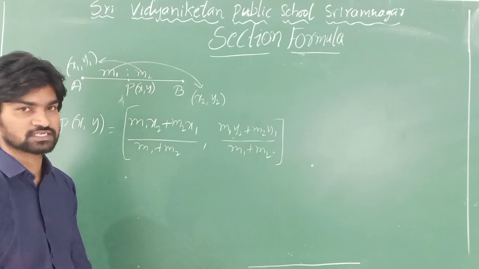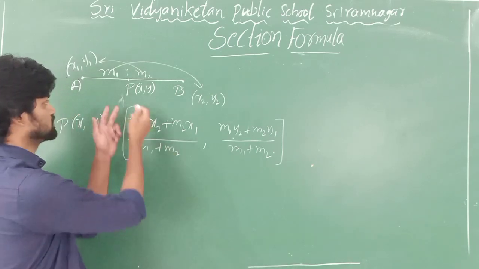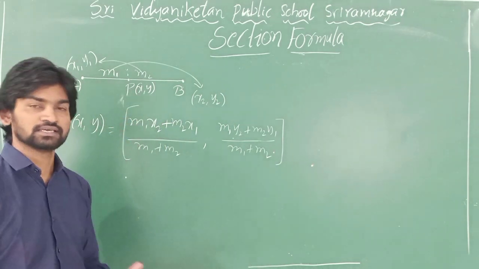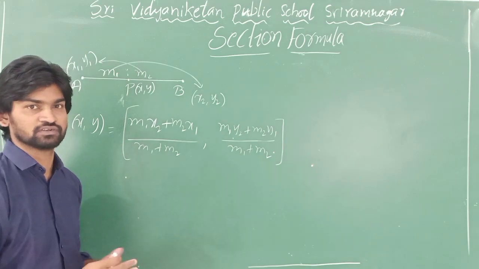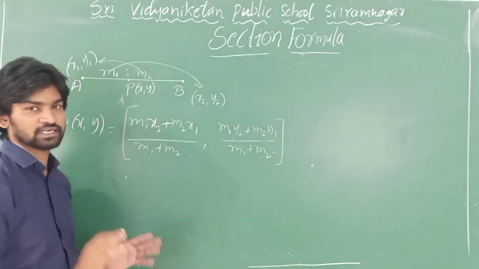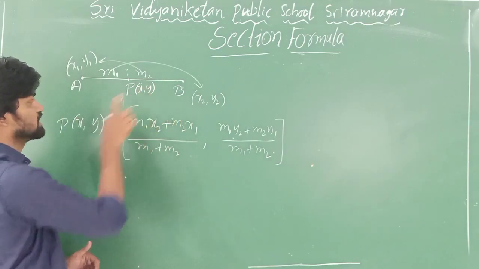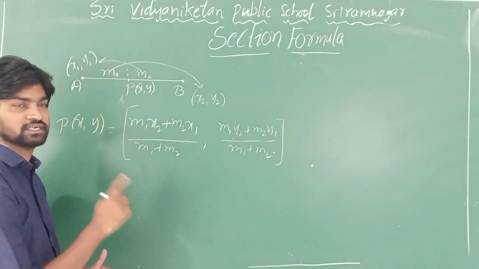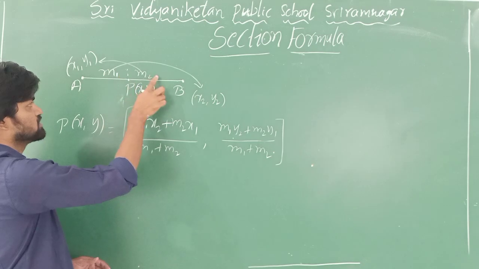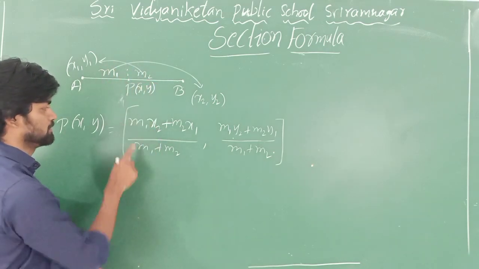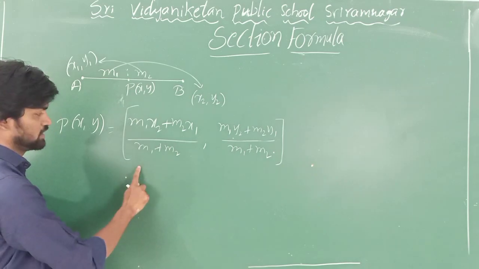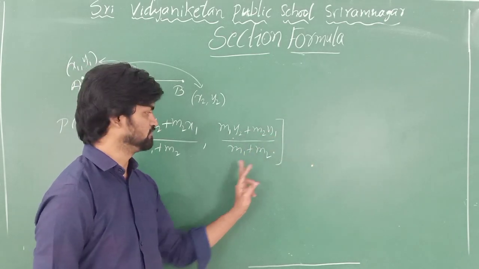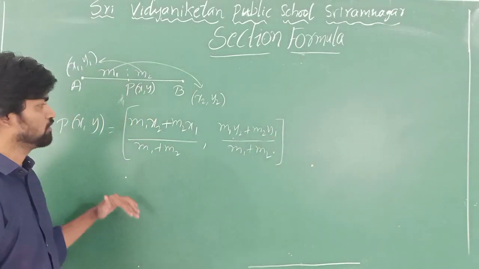The section formula will also be asked as internal division of a point. This point is lying inside, so it is internal division. This point is dividing AB internally. External division also exists, but that topic is not in your syllabus. Only internal division is there. So AB is a line segment, P(x, y) is a point on AB, and it is dividing AB in the ratio M1 is to M2. Then point P will be M1 x2 plus M2 x1 divided by M1 plus M2, and M1 y2 plus M2 y1 divided by M1 plus M2. This is your formula.